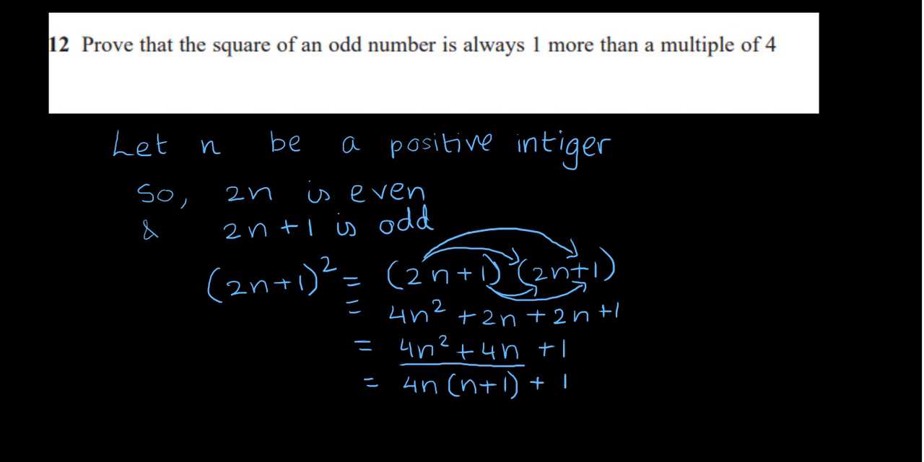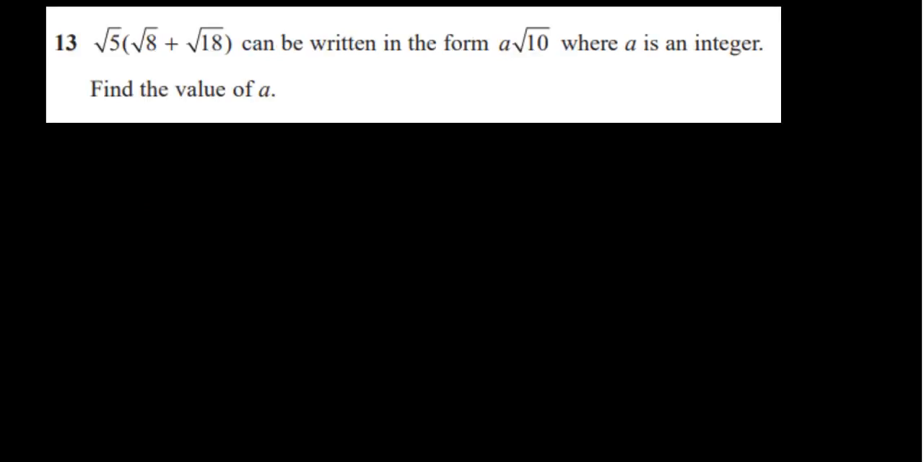Right, next question. Question 13. Square root 5 times root 8 plus root 18 can be written in the form a root 10, where a is an integer. Sorry, find the value of a.